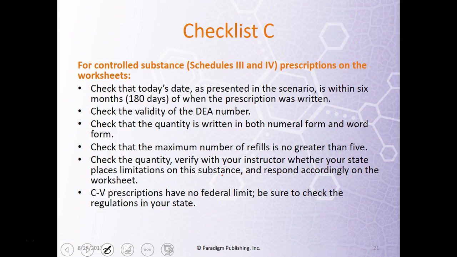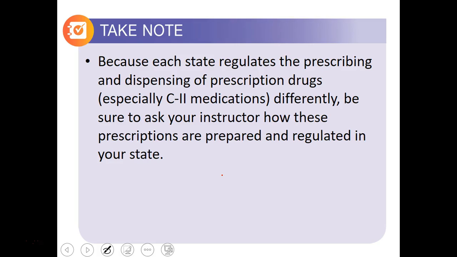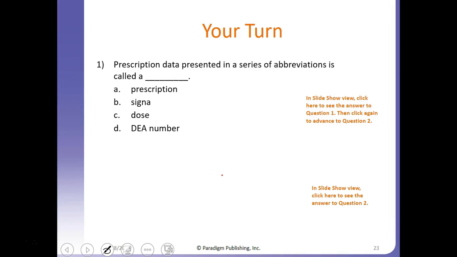Check the quantity. Verify with your instructor whether your state places limits on these substances and respond accordingly on the worksheet. And C5 prescriptions have no federal limit, but our state regulations have it the same as a C3 or C4. So 6 months, 5 refills. Because each state regulates the prescribing and dispensing of prescription drugs differently, you want to make sure that you're aware of the state requirements. All right, now it's your turn.